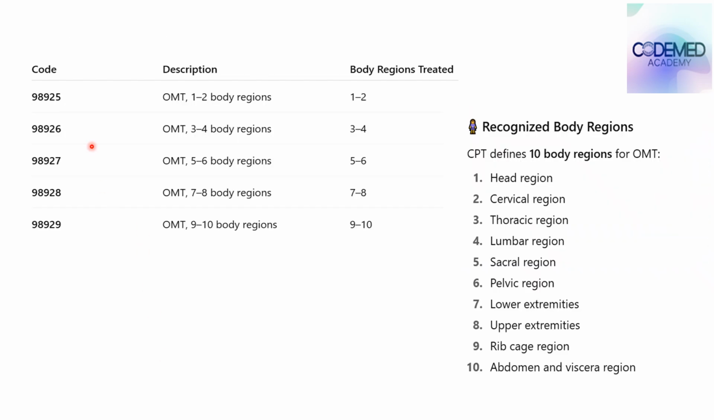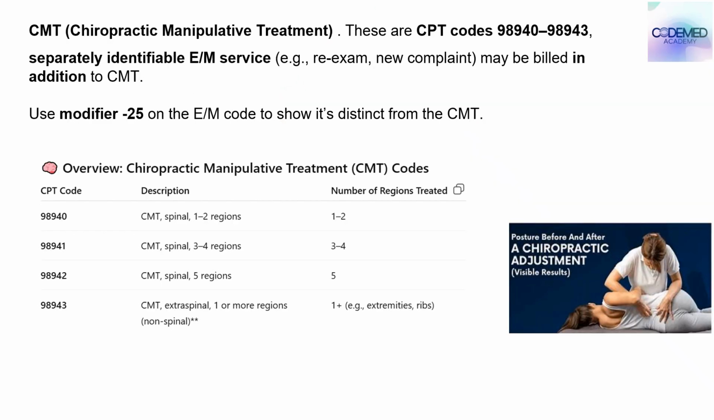So if you look at the codes for OMT, they are like this: OMT 1 or 2 body regions, 3 and 4, 5 and 6. And CPT has defined 10 body regions for OMT, and these are the various regions. So pay attention to which area it has happened in, how many regions they are covering, and depending upon that, the code varies.